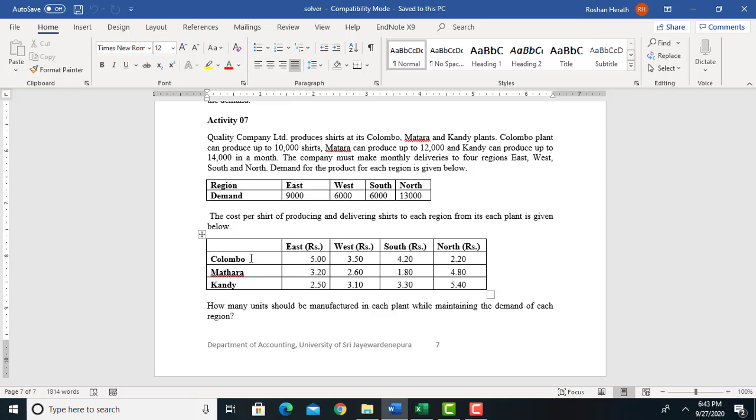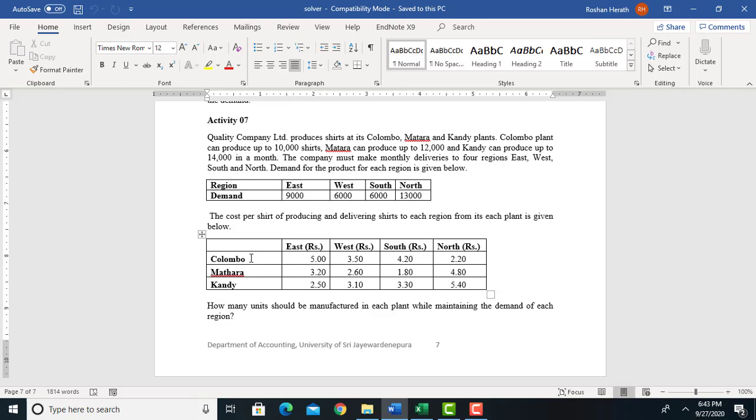So most of the estimation part is done for you. Now what you need to do is decide how many units should be manufactured in each plant while maintaining the demand of each region. In order to satisfy the demand of each region, what must be the number of shirts manufactured in each plant? So that is the question that you had come across. This is basically what we call transportation and distribution problems.